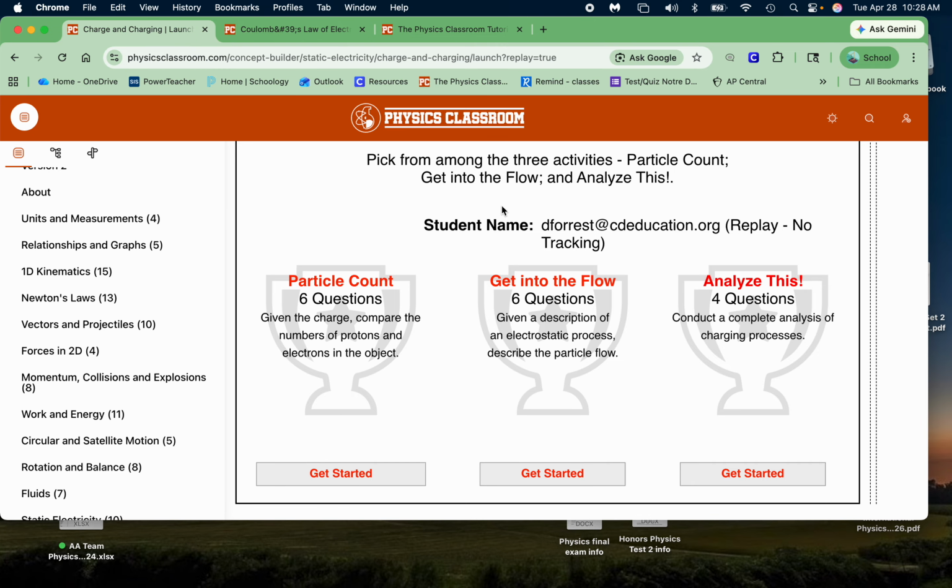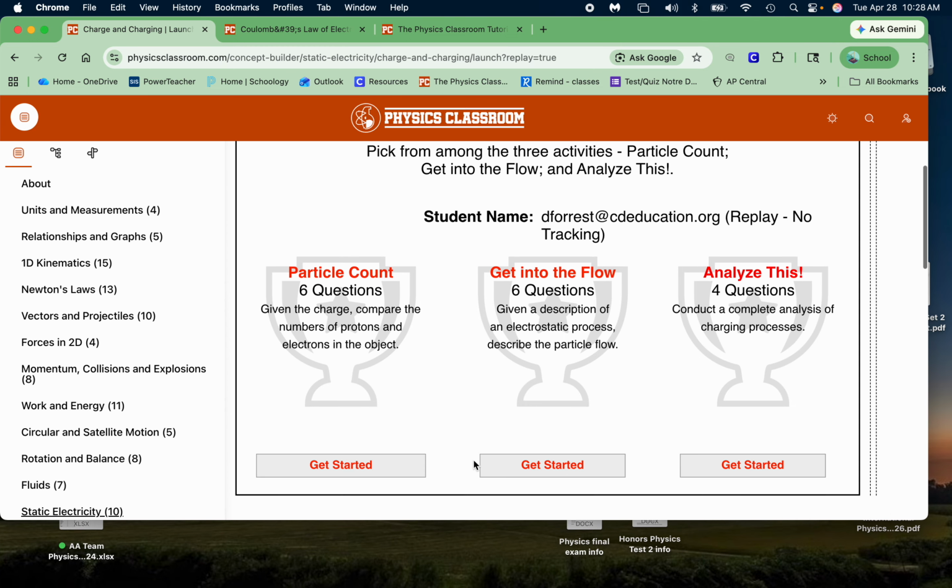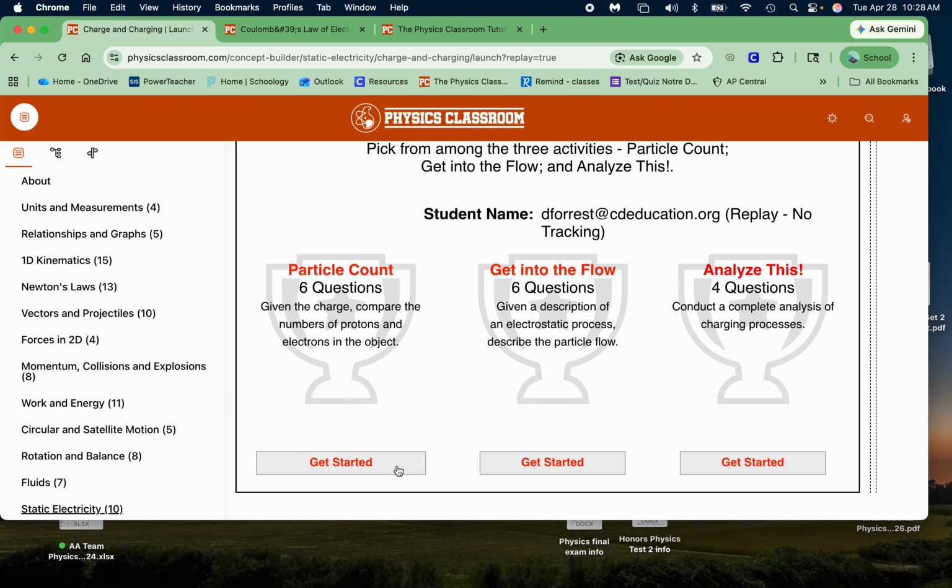When you click on it, your email should appear here. So that's mine. I have replay on. You do not want to have replay because you want to actually record what you do. So there's 3 different levels. I'm going to ask you to do all 3 levels.